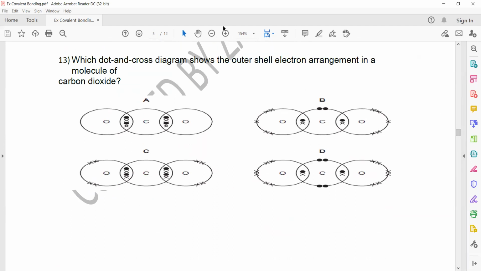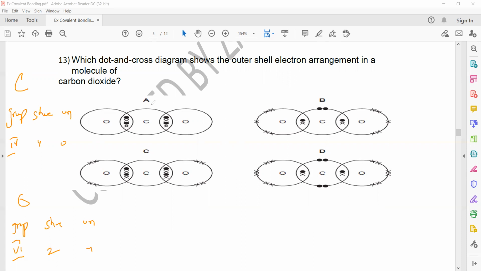Which dot and cross diagram shows the outer electron arrangement of a molecule of carbon dioxide? So in carbon dioxide, carbon belongs to group 4. When an element belongs to group 4, it will share 4 electrons and the unshared will be 0. And oxygen belongs to group 6. As it belongs to group 6, it will share 2 electrons and the unshared will be 4.